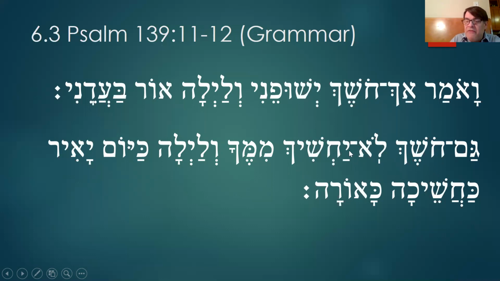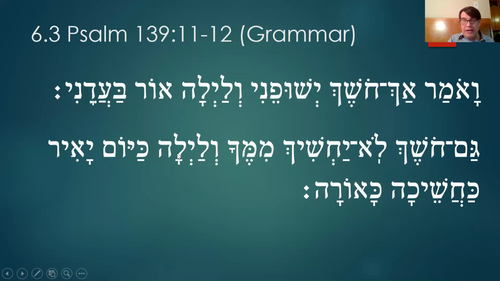And this is the hifil stem, the H stem, because I can tell because of the patak that's under the preformative and the hirik yod that's after the second consonant. So it's a causative stem, caused to be dark. So even the darkness will not cause to be dark from you, because nothing is dark to God. He has infrared goggles. So this is min, remember min, which means from, and then the nun is assimilated because no vowel separated, and then ka is the second masculine singular, from you. Okay? So even the darkness will not cause to be dark from you, and the night as the day.